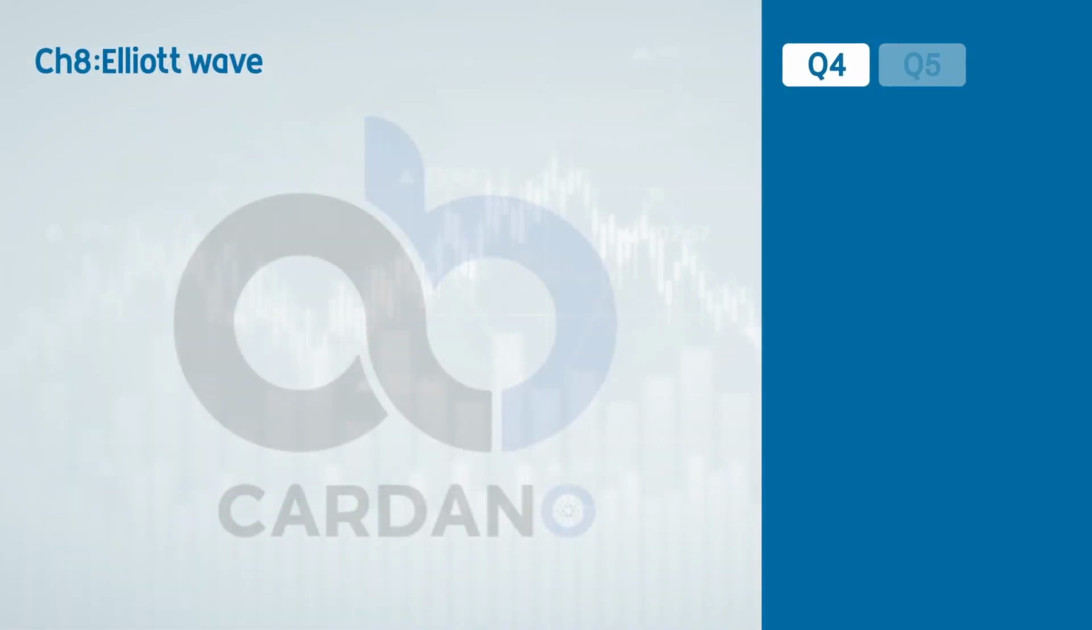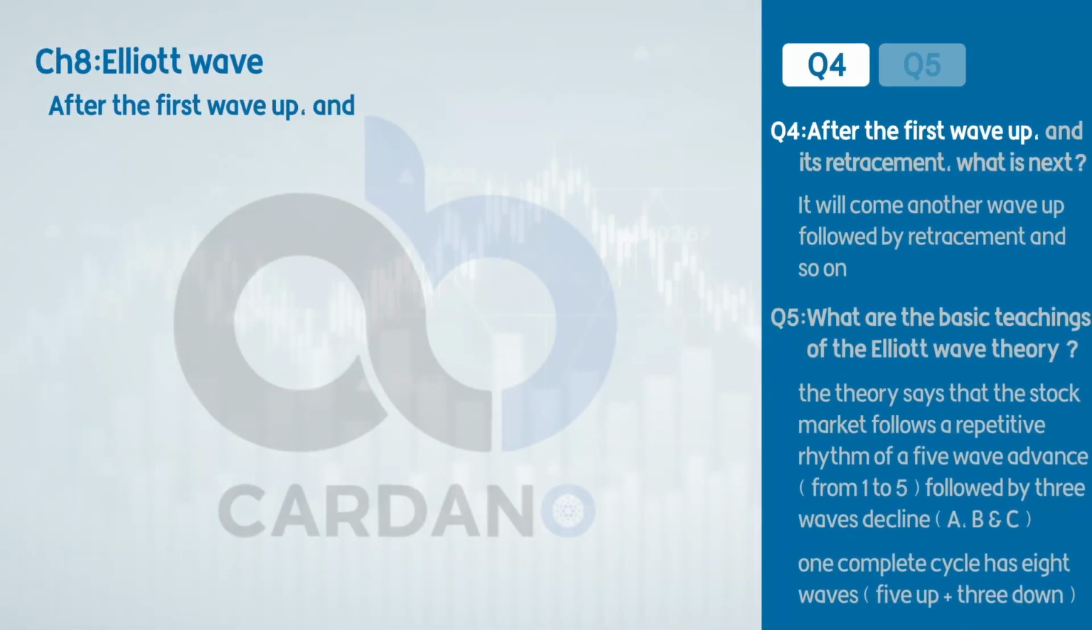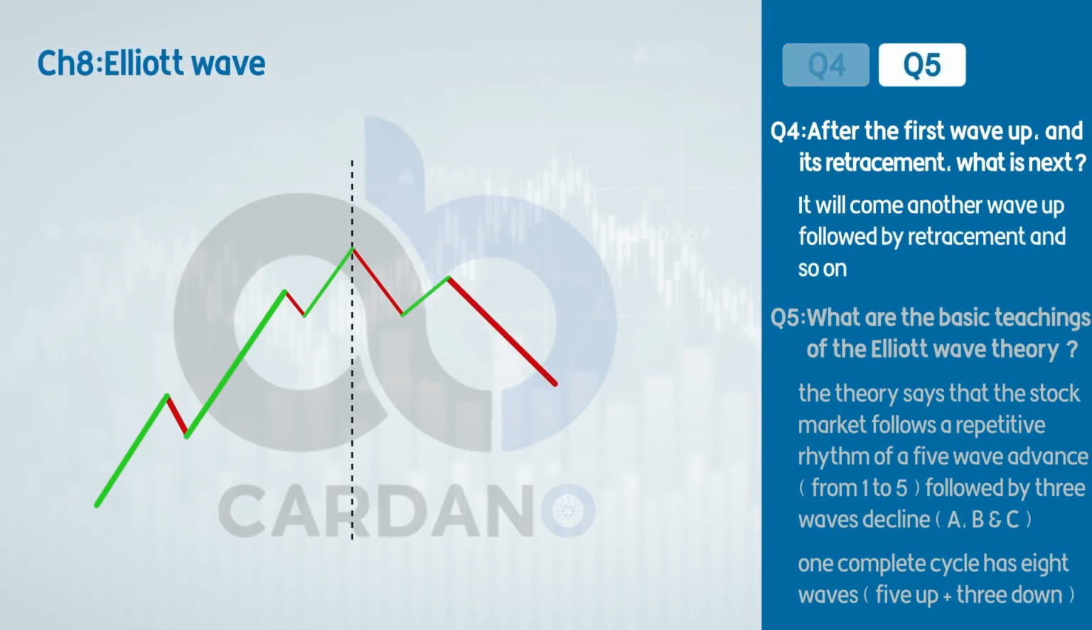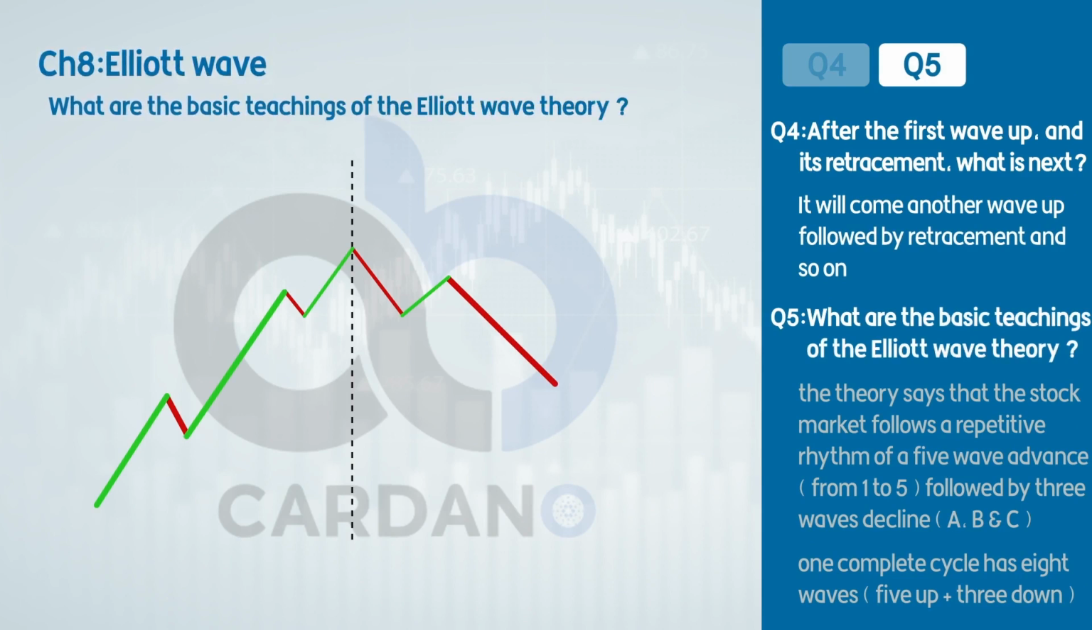Question number 4. After the first wave up and its retracement, what is next? The answer is, another wave up will come, followed by a retracement, and so on. Question number 5. What are the basic teachings of the Elliott wave theory? The answer is, the theory says that the stock market follows a repetitive rhythm of a 5-wave advance from 1 to 5, followed by a 3-wave decline, A, B, and C.